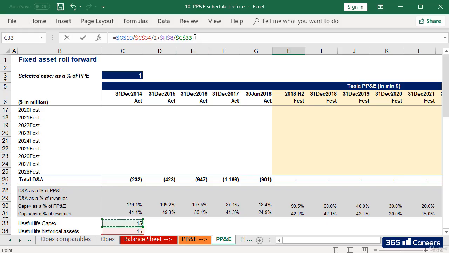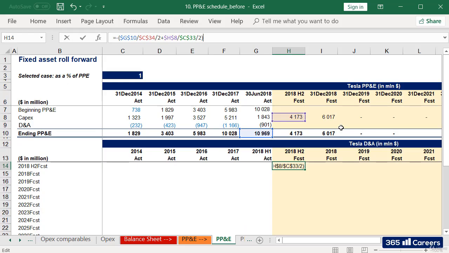We obtained this number in our previous lesson. Of course, it needs to be divided by 2. Given that costs in our model are shown as negative numbers and D&A is a cost, I've added a minus in front of both elements. Also, I'll fix all cell references.